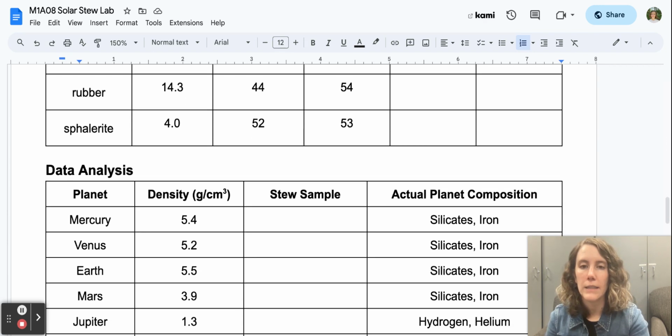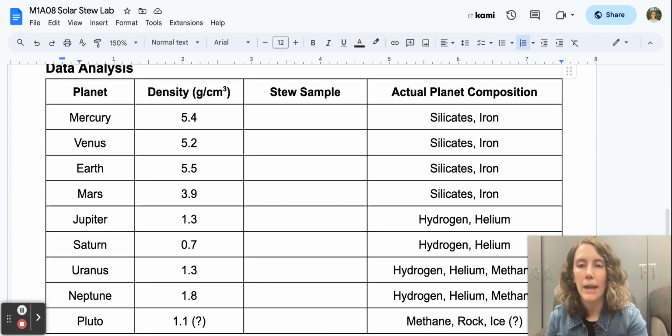Once you have calculated the densities, you'll be able to compare them to the densities of the planets in our solar system. You might not get exact matches. So for example, the density of Mercury is 5.4 grams per cubic centimeter. You would try to find a stew sample with a very similar density. You might use a stew sample more than once, and there may be a couple that you don't even get a match for with our planets.